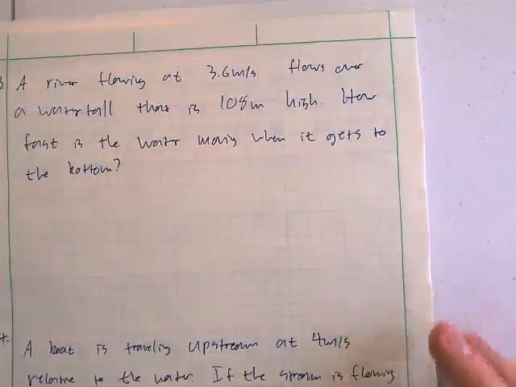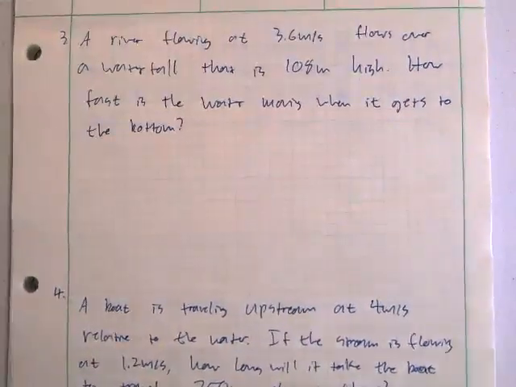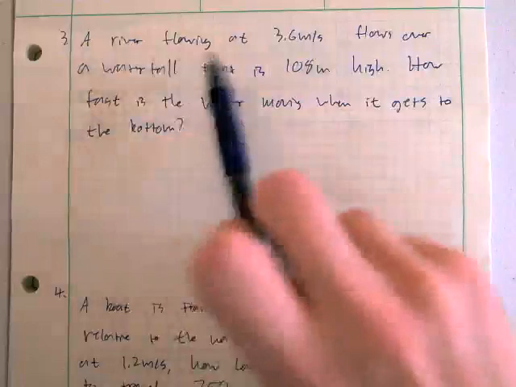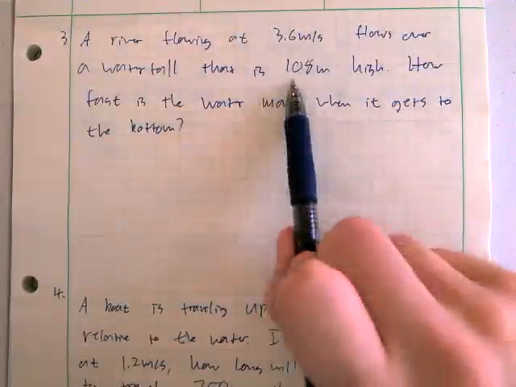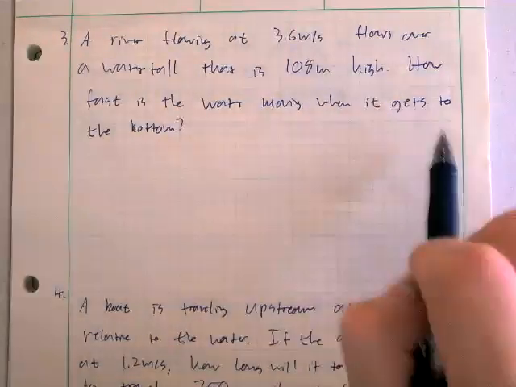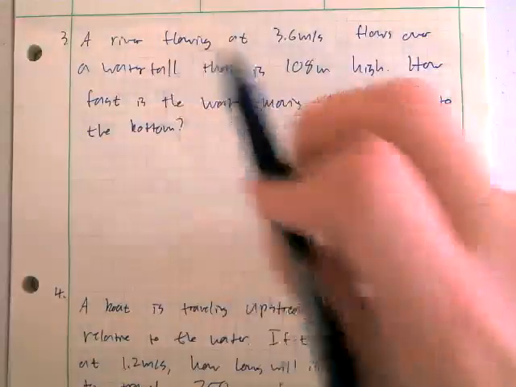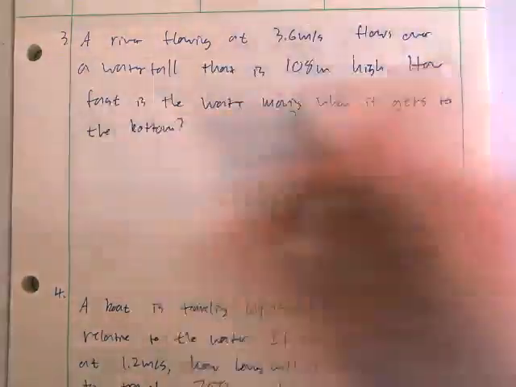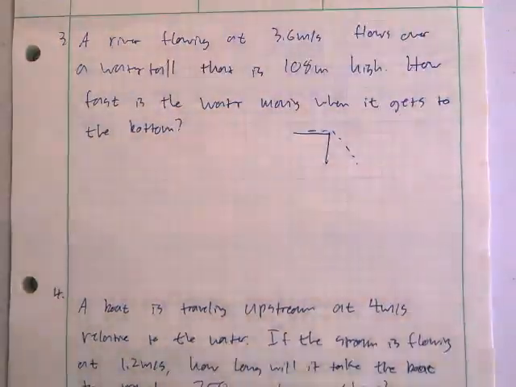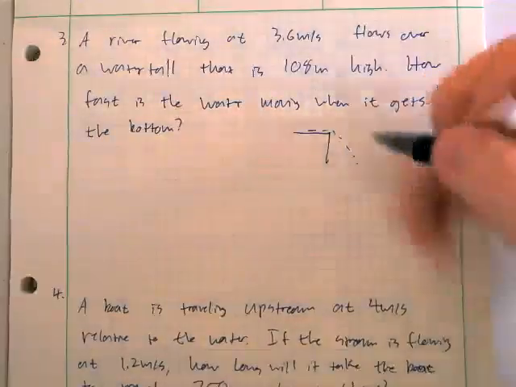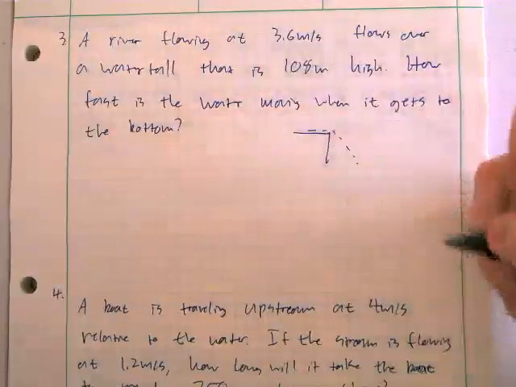Okay, so the next one that we can do, we can start looking at some basic projectile motion problems. In this case, we have a river flowing at 3.6 meters per second that flows over a waterfall that is 108 meters high. We want to know how fast the water is moving when it gets to the bottom. This is a projectile motion problem. Since we have the water flowing off a river, it looks something like this. We have our river flowing, we hit this waterfall, and we fall off the edge here. We can assume that this is a zero launch angle problem, right?